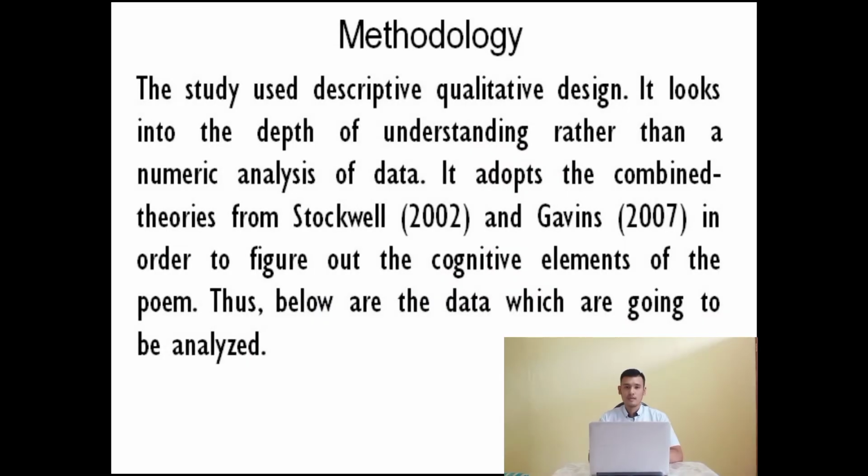because text world theory is a part of cognitive discourse grammar. So the methodology obviously is the descriptive qualitative design, because we describe later the linguistic elements related to cognition in this poem. So qualitative design looks into the depth of understanding rather than numeric analysis of data. Also this analysis adopts the combined theory, the combination of Stockwell 2002 and Gavins 2007, in order to figure out and analyze the cognitive elements of the poem. And below are the data which we are going to analyze.